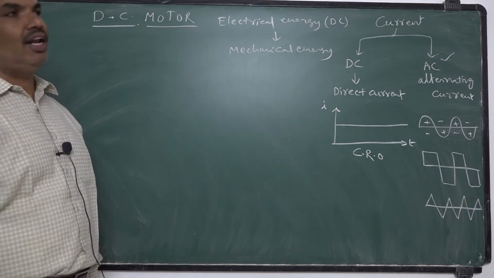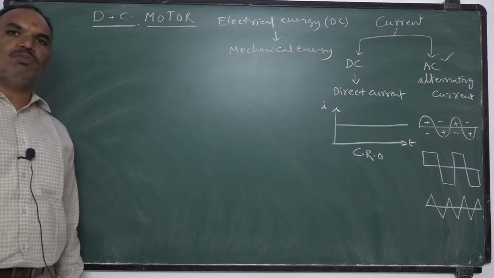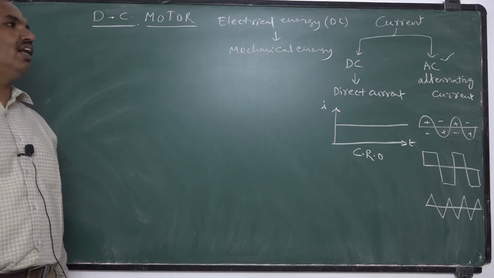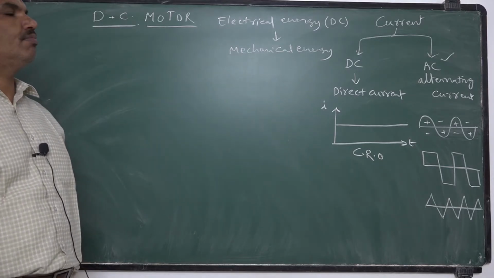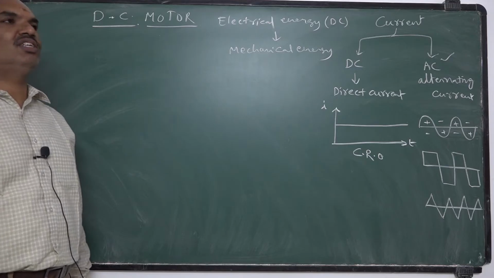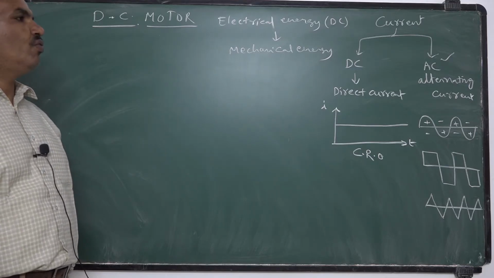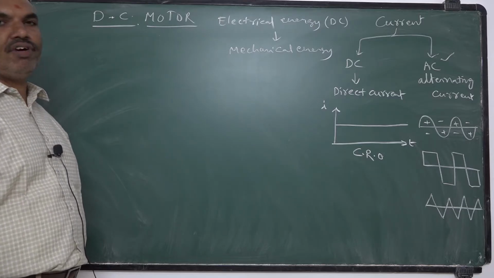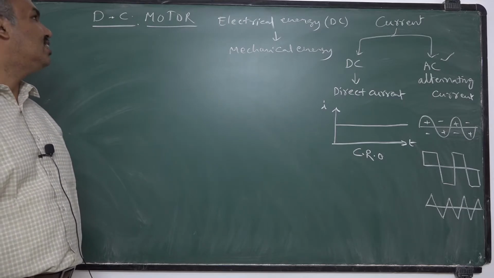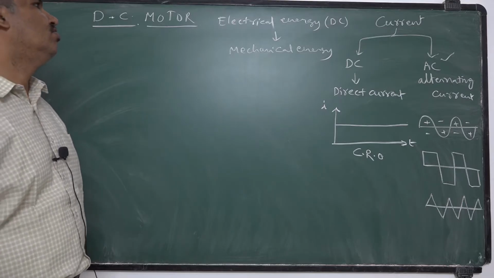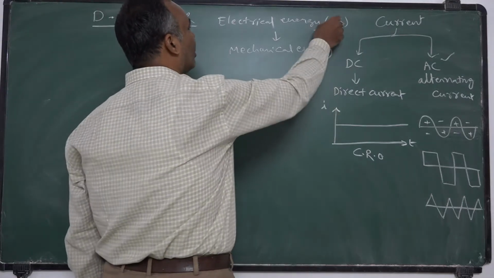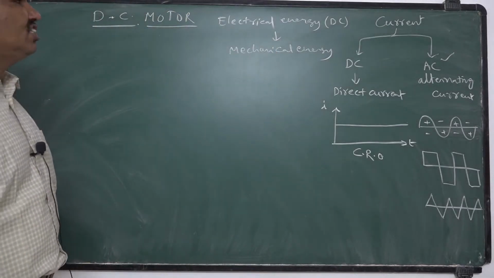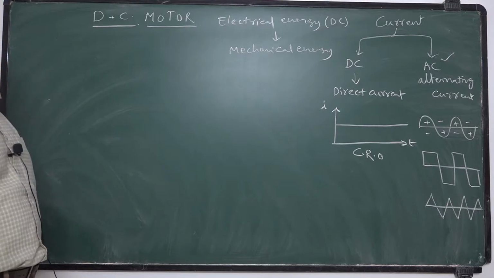Now, today, let us understand what a DC motor is, how it is constructed, how it is related to our electromagnetic induction lesson, and what the efficiency of the DC motor is. All the points we are going to discuss in this lesson. First of all, a DC motor is a device which converts direct current electrical energy to mechanical energy. This is the definition of the DC motor.